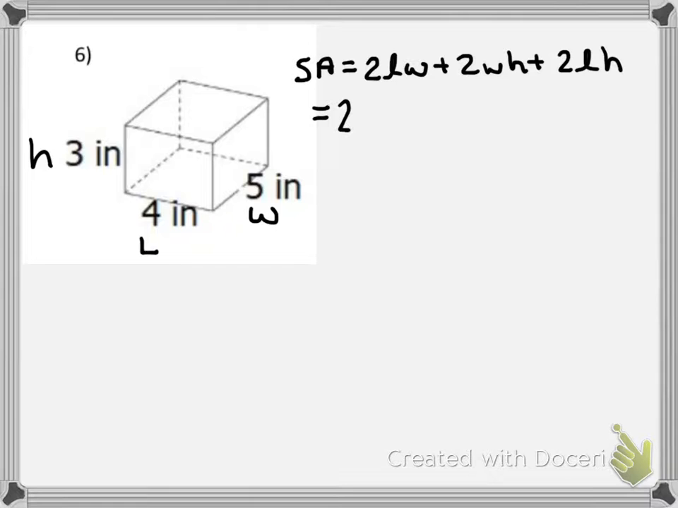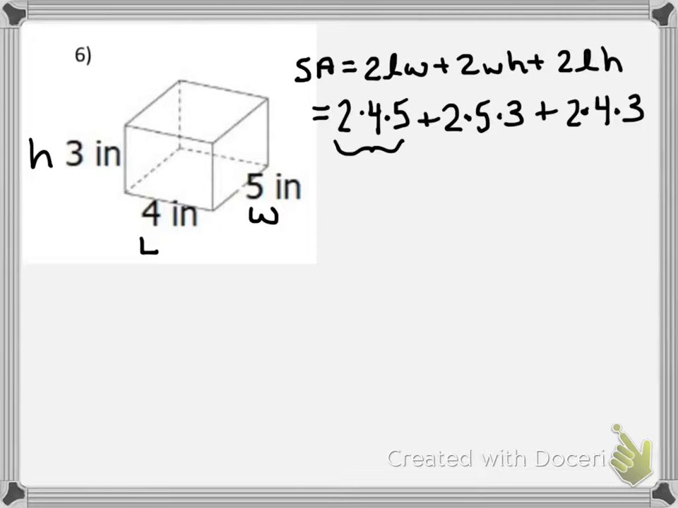So let's substitute in. So 2 times 4 times 5, plus 2 times 5 times 3, plus 2 times 4 times 3. Again, I'm going to find the product of each of these parts and then add them together.